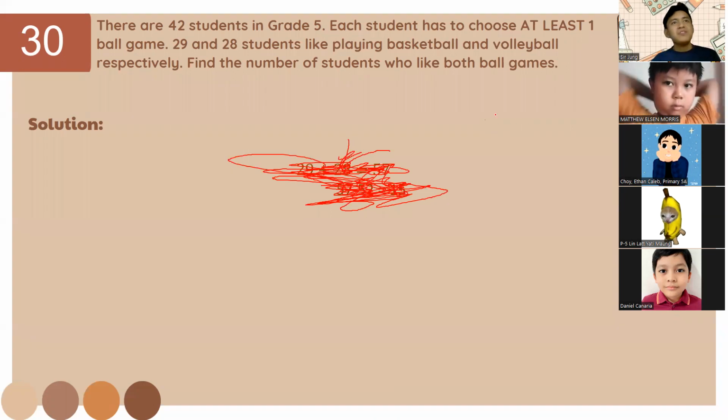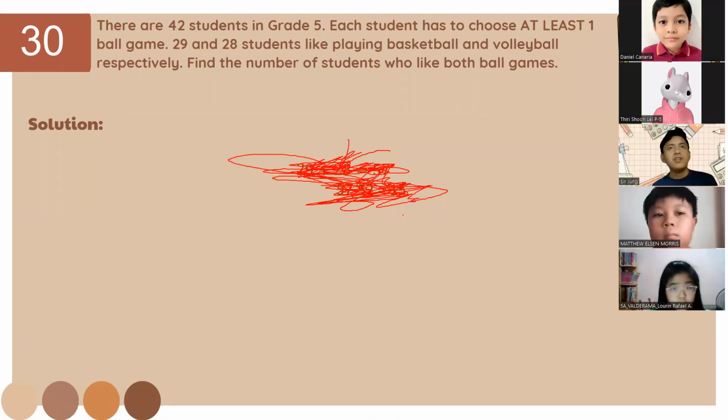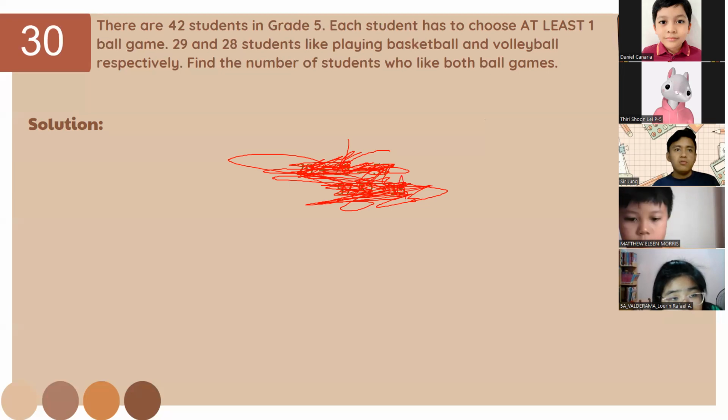There are 42 students in grade 5. Each student has to choose at least one ball game. 29 and 28 students like playing basketball and volleyball, respectively. Find the number of students who like both ball games. So Mr. Daniel, since you raised your hand first.